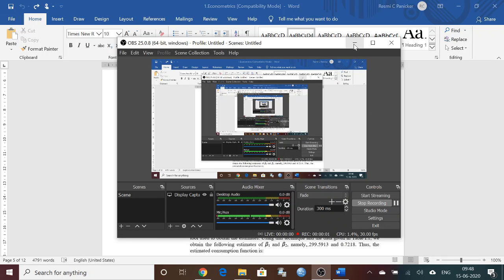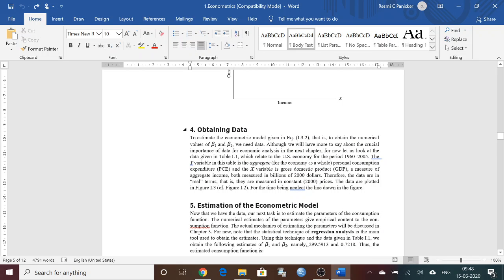Hello everyone. Our fourth step is obtaining data. To estimate the econometric model, it is necessary to obtain the numerical values of beta 1 and beta 2. That is, values for absolute consumption and MPC. For that we need data.